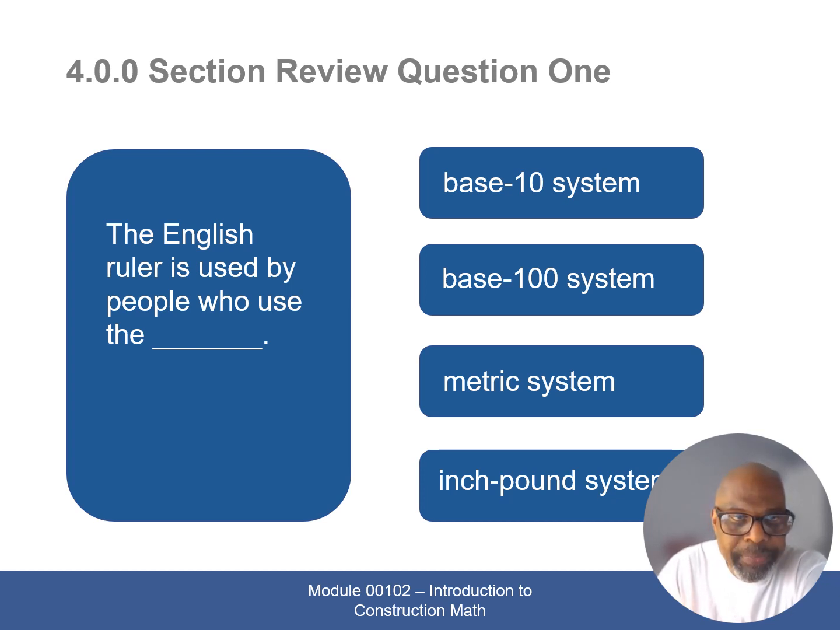The English ruler is used by people who use the inch-pound system. In other words, in America, we use inches, we use pounds. The base 10 system, that's metric. The base 100, that's still metric. All three of the top ones are the metric system. The English system uses pounds and inches and ounces and things like that. We don't use liters, centimeters, meters, or milliliters. We use ounces, pounds, inches, and feet as our measurement.